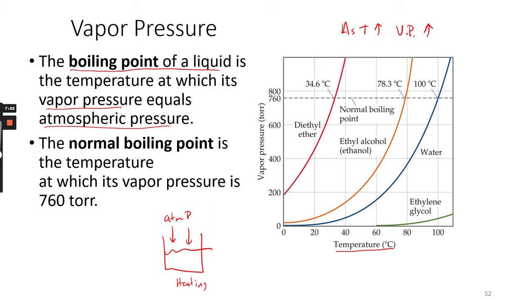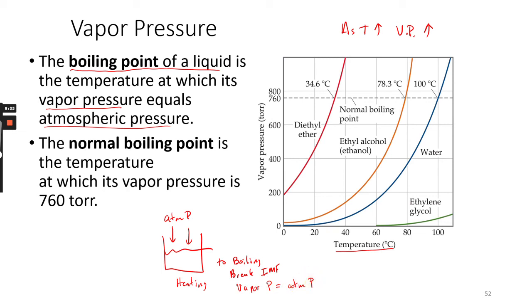In order to jump into the gas phase, there's two things they have to overcome. You have to break your intermolecular forces, and you have to have enough energy to overcome this atmospheric pressure. So the vapor pressure has to equal your atmospheric pressure.